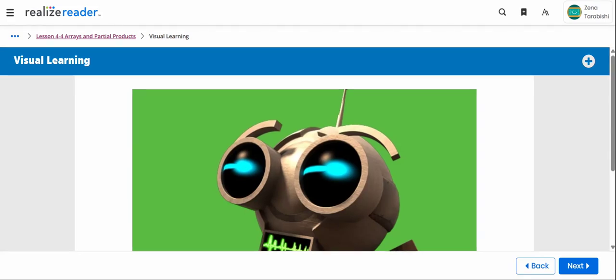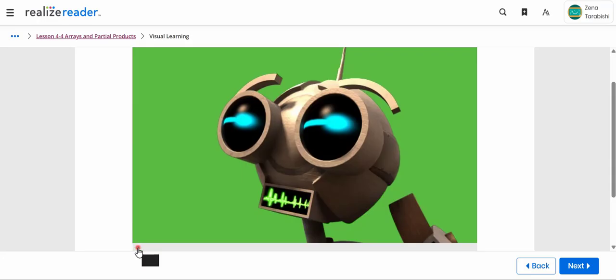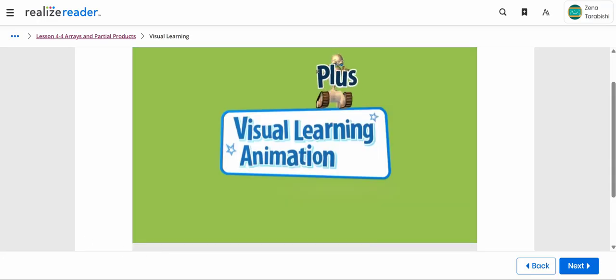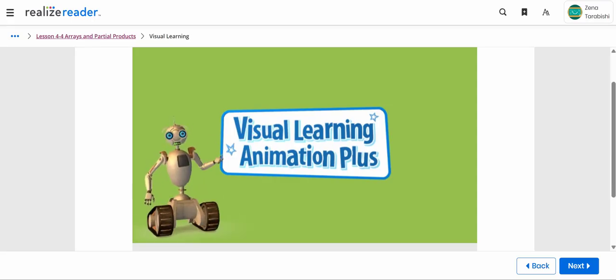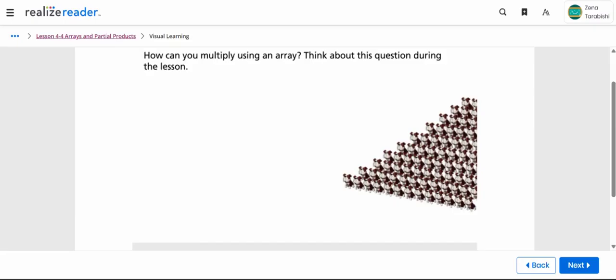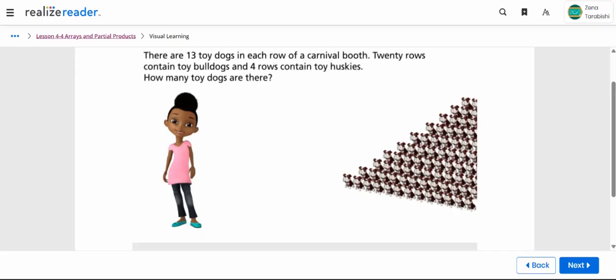So right now we're on page 142, and we're looking at the example there. Make sure that you're following along in your text. How can you multiply using an array? Think about this question during the lesson. There are 13 toy dogs in each row of a carnival booth. 20 rows contain toy bulldogs, and 4 rows contain toy huskies. How many toy dogs are there?